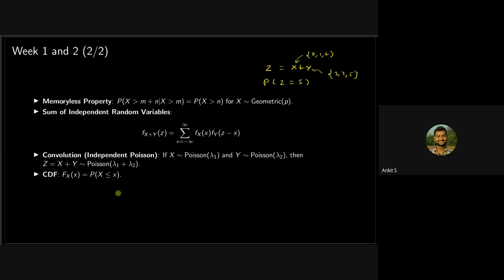Then we looked at a concept called CDF that you have been looking at since the Stats 1 days. CDF is just the probability that a random variable will take values less than or equal to some value. So this was all about the concepts that we saw in weeks 1 and 2.